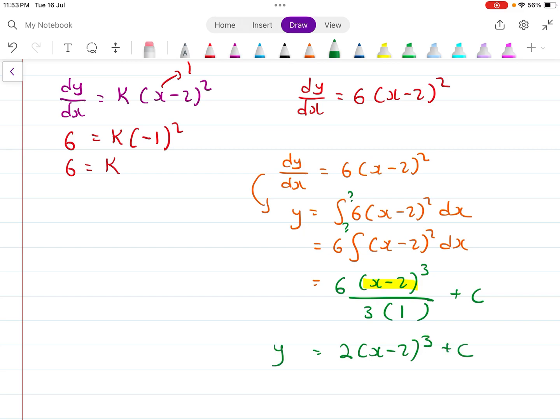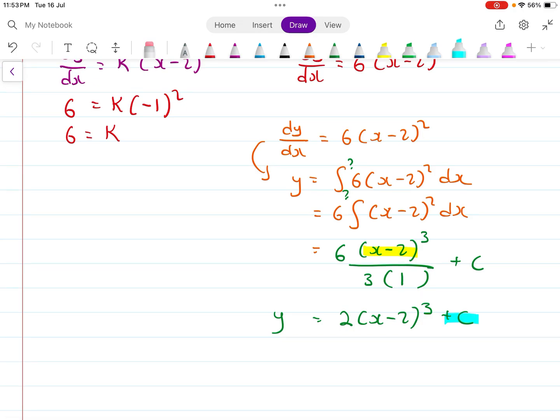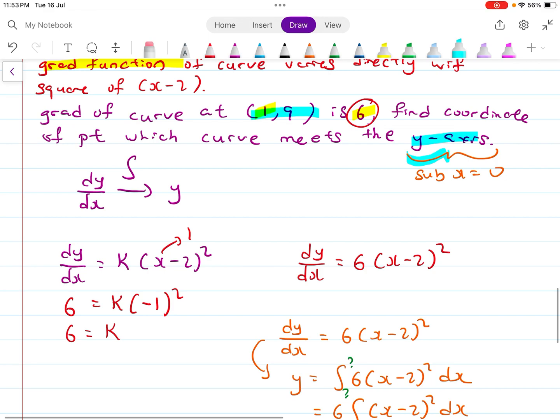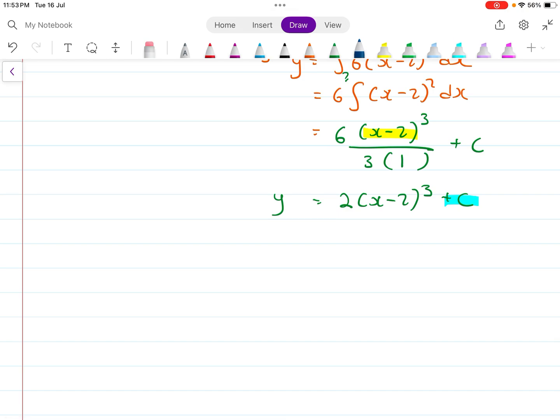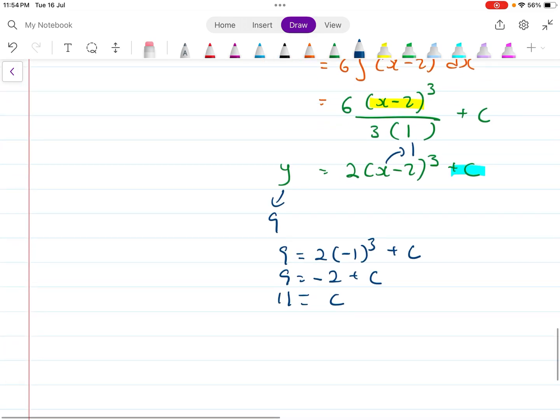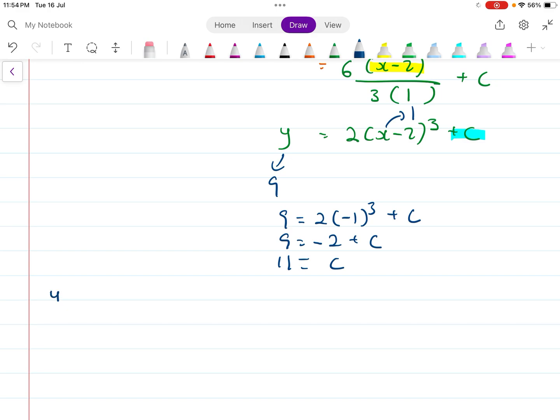The last thing we must do is find the c. There's a reason why they give us the coordinate (1, 9). Sub in 9 for y and 1 for x. So 9 is equal to 2 times (1 minus 2) cubed, which is negative 1 cubed, equal to negative 1, plus c. So 9 is equal to minus 2 plus c, so c is equal to 11. My equation of the curve is y equal to 2(x minus 2) cubed plus 11.